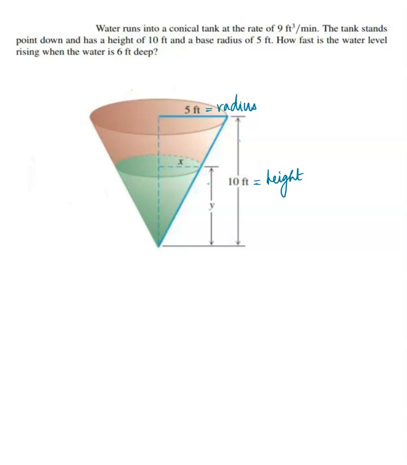It says, how fast is the water level rising when the water is 6 feet deep? How fast is the water level rising? What do you think that could be? Is that the radius? Are they talking about this x, or are they talking about the y? Quite clearly, water level rising would indicate the height, isn't it? So we are asked to find dy over dt.